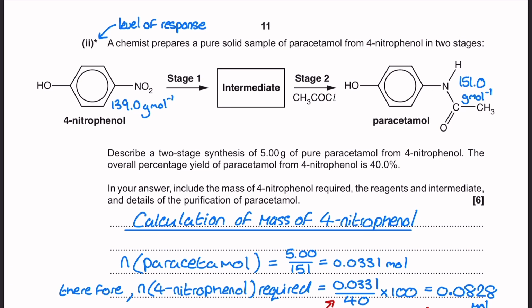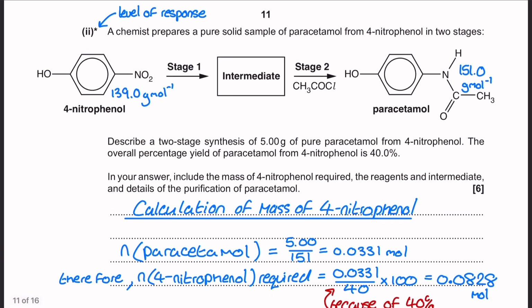The overall percentage yield of paracetamol from 4-nitrophenol is 40%. So that 5 grams that we want to achieve, we've got to bear in mind that whatever mass of the 4-nitrophenol we're starting from, whatever moles we start from as a result of that mass, you're only going to be able to convert 40% of that into the paracetamol over here. We've got to bear that in mind when we go backwards through this. We've got to assume and account for a 60% loss.